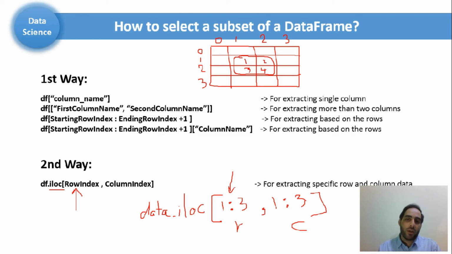So what we are doing here, we are mentioning the index for the row and for the column at the same time, and we are using the original index format or system.